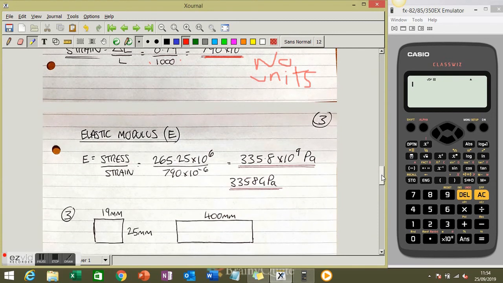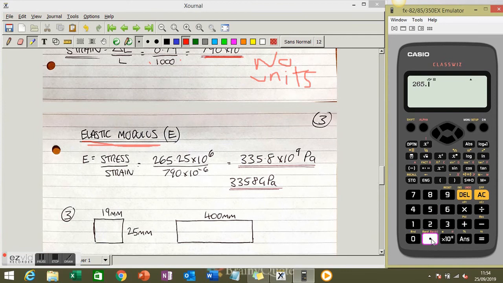And then just like before, next one, Young's modulus. Stress over strain for Young's modulus. Elastic modulus or Young's modulus: stress over strain. That's my stress, that's my strain. Again, it's going to be big. Young's modulus is going to be big. So we'll do 265.25 times 10 to the 6, divided by 790 minus 6. Close the bracket. There's the number.